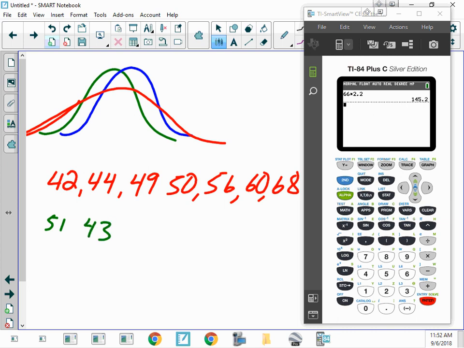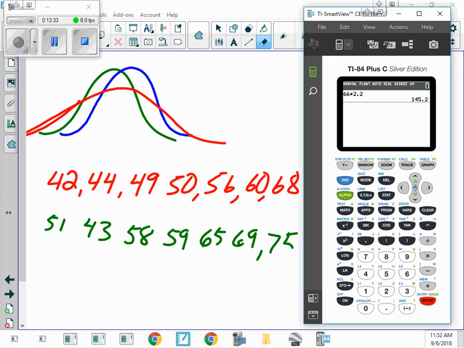53, 58, 59, 65, 66, 69, and 75, right? The SD for this list, 7. Wow, that was way off. The SD for this list is 9. The SD for this list is 9.